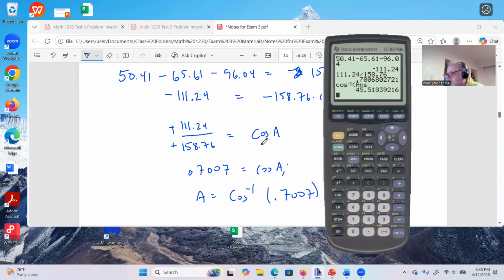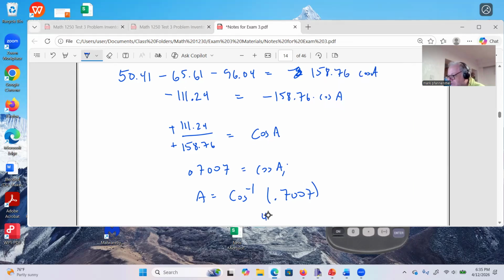Okay. So let's see here. We got 45.52 degrees. So if we have 45.52 degrees, that's my angle A. I'm happy with that answer. And there we go. And I think you're done with that.